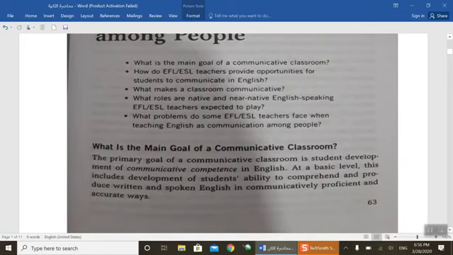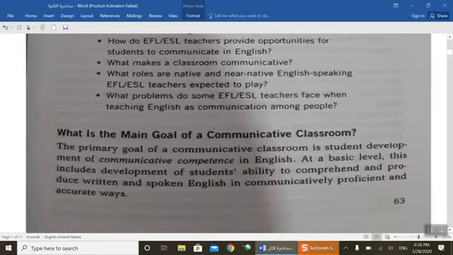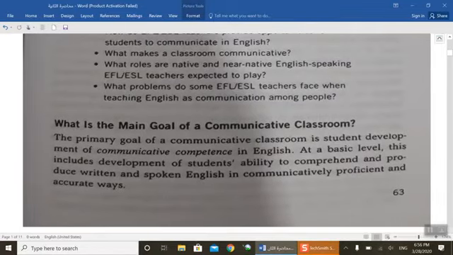The first question, which is very important: what is the main goal of a communicative classroom? The primary goal, the main goal of a communicative classroom is student development of communicative competence in English. The student should have communicative competence, communicative knowledge in English.